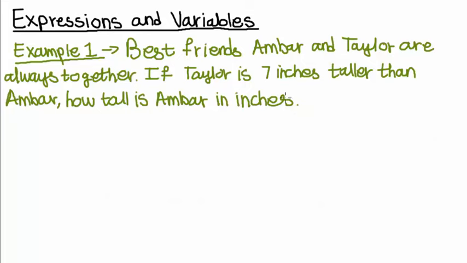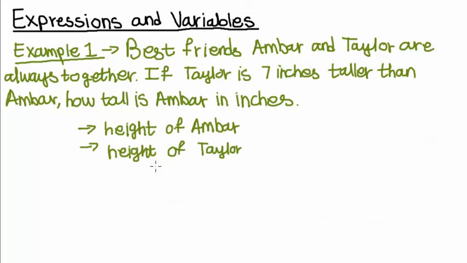Now, before we begin the solution to this problem and figure out a variable expression to represent this word problem, I would like to tell you something about variables. Variables are used when you have an unknown in your problem. In this case, there are two unknowns. In the first unknown, we don't know how tall Amber is. Our second unknown does not seem like an unknown, but if you think about it, we don't really know how tall Taylor is either. So, the heights of best friends Amber and Taylor are the two unknowns in this problem.